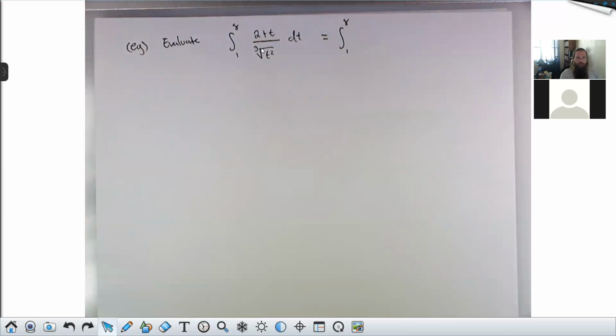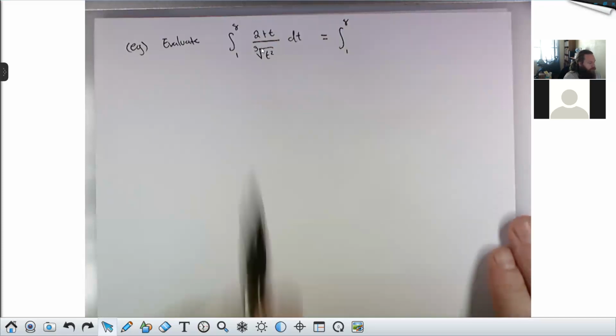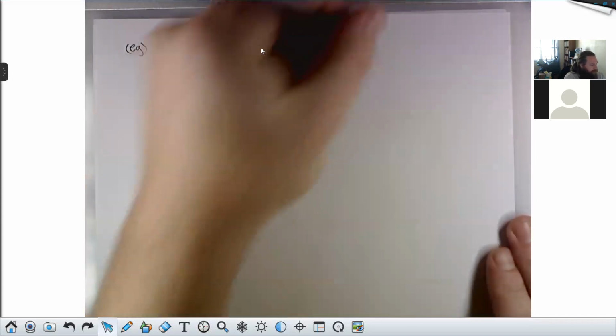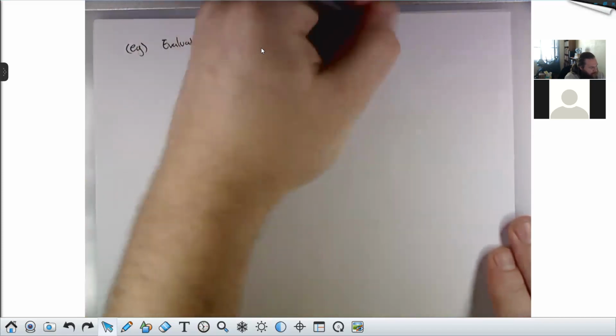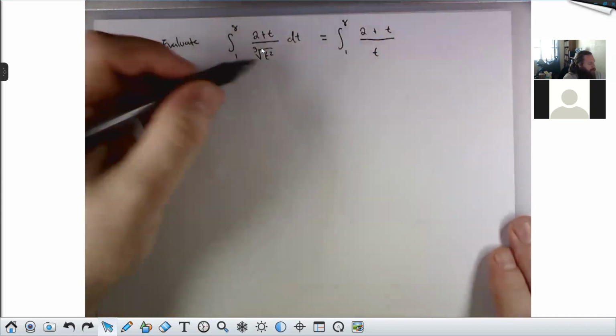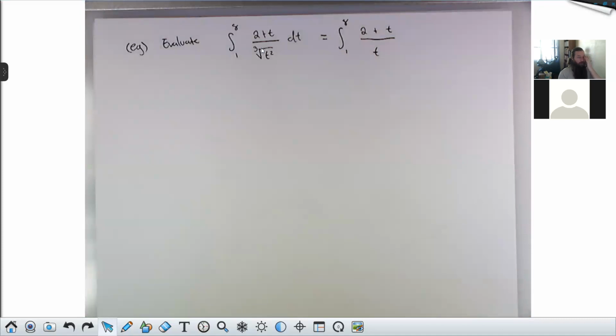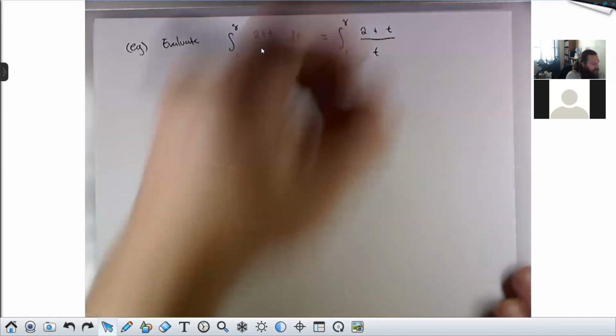I think splitting it up is a really good idea too. So there's a couple ways to approach it. Either Ben's approach or Julio's approach would first require rewriting this as a power though. So this is 2 plus t over t raised to what power? What is the cube root of t squared? Yeah, t to the 2/3.